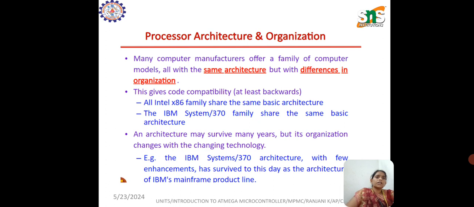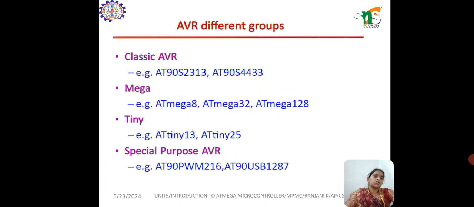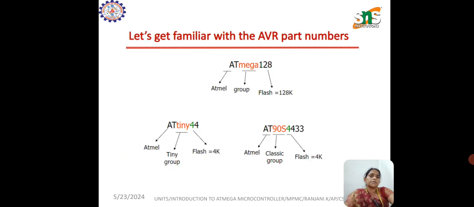So here all Intel family members have the same basic architecture. The architecture may survive many years, but its organization changes with the changes in technology. So these are the different groups of AVRs: classic AVR, mega, tiny, and special purpose AVR. It is mainly used for gaming operations.